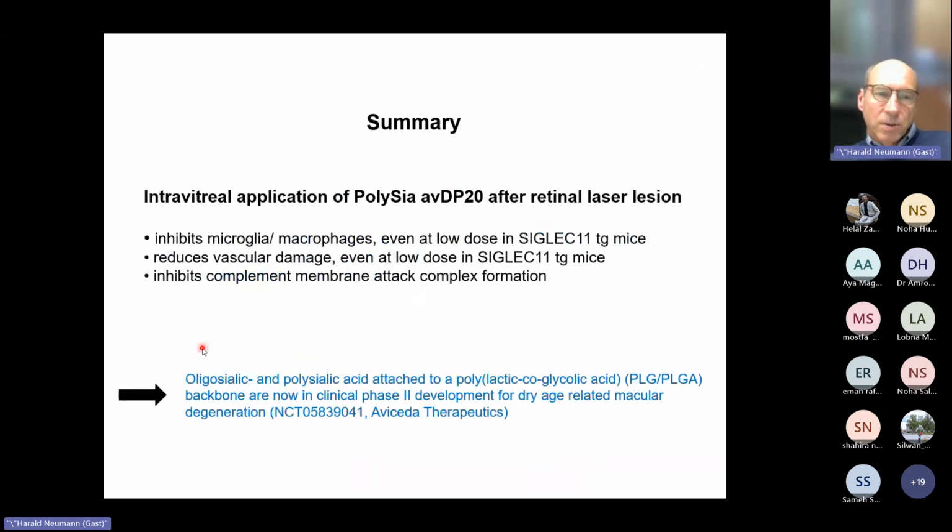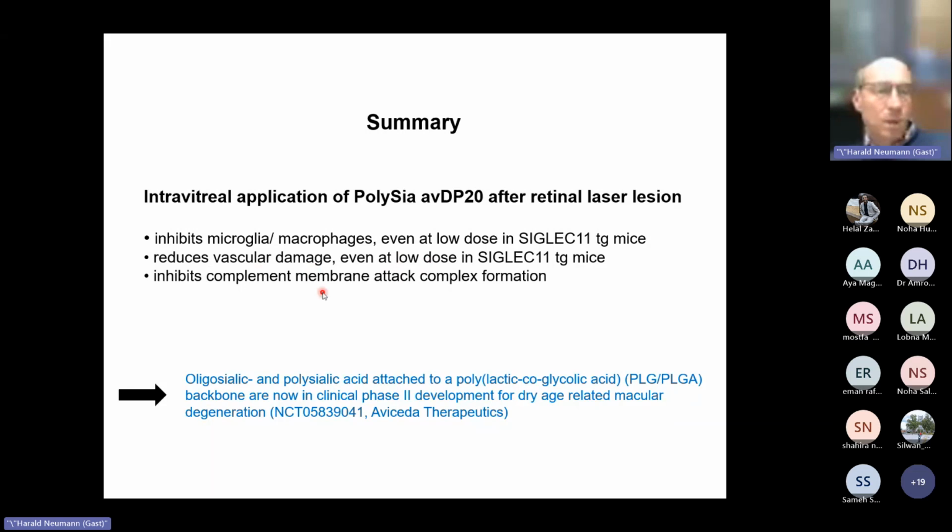So this, I think, is now my last slide, the summary. We tested an intravitreal application of polysialic acid with a degree of polymerization of 20 in a retinal laser lesion model. We showed that this polysialic acid inhibits the microglia and macrophage activation in the wild type, but also in the CYCLAC11. In the CYCLAC11, it was even acting at a lower dose. It reduced the vascular damage, both in the wild type and the CYCLAC11 transgenic. And in the CYCLAC11, a lower dose was even able to do it.